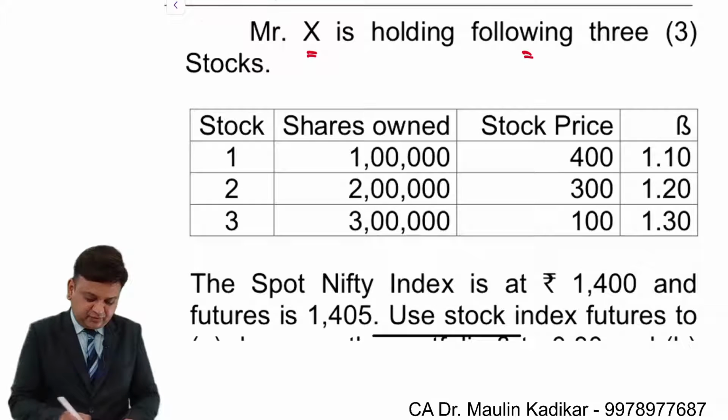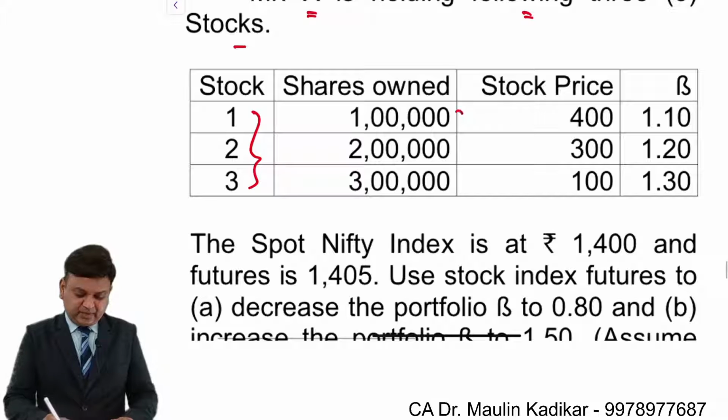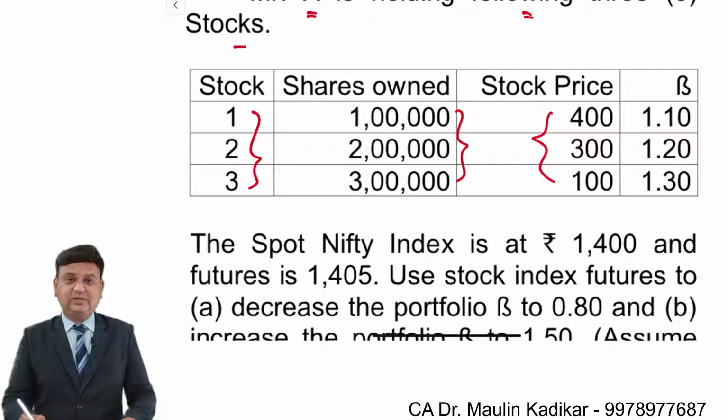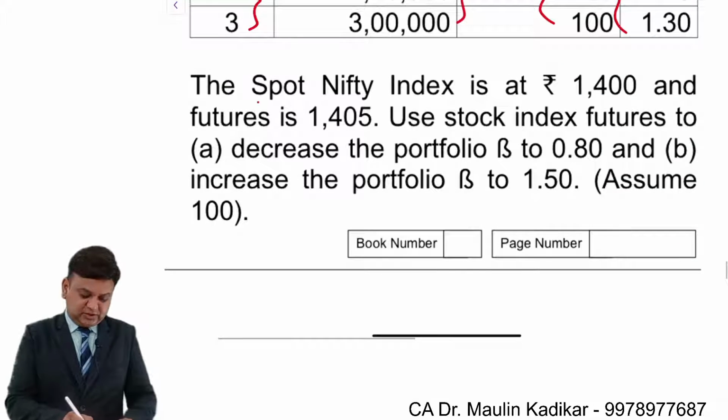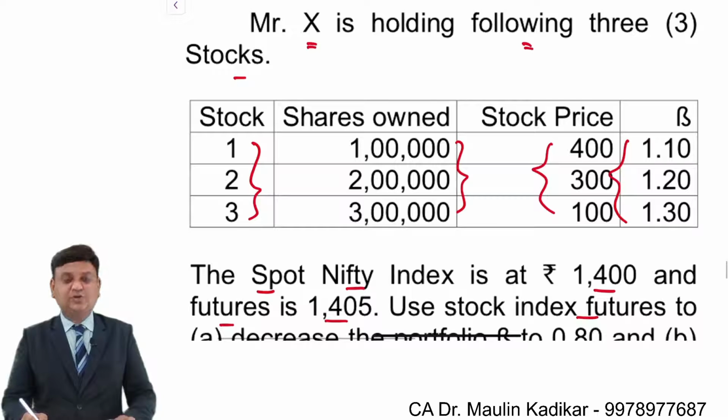Mr. X is holding the following three stocks: 1, 2, 3. The number of shares owned is given. The stock price, that is the price of the equity share, is given, and the respective beta is given. Spot Nifty Index is 1400 and the futures is 1405. Use index futures to decrease the portfolio beta to 0.80 and increase the portfolio beta to 1.5. Assume 100, which is provided to us as the lot size.